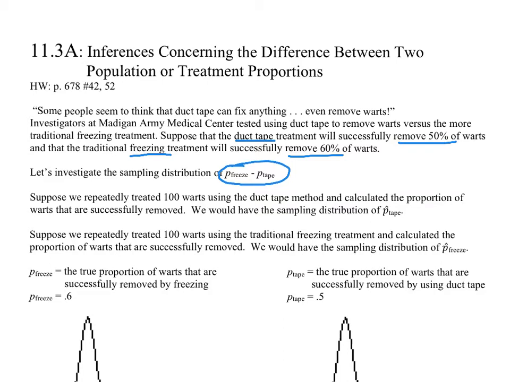You should be familiar with sampling distributions by now. Suppose we took a sample of 100 warts and we calculated the proportion that were successfully removed using tape. And we did that with another 100 warts, and we did that over and over and over, and we found the p-hat for each 100. Then we would have the sampling distribution of p-hat for tape. And then we did the same thing for the freeze method. So we would have two sampling distributions, one for the tape method and one for the freeze method.